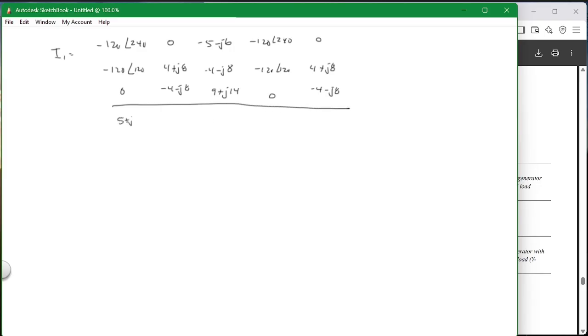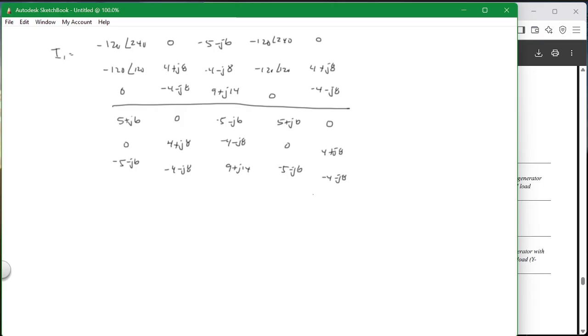5 plus j6, 0, minus 5 minus j6; then 0, 4 plus j8, and minus 4 minus j8; minus 5 minus j6, minus 4 minus j8, 9 plus j14; 5 plus j6, 0, minus 5 minus j6; 0, 4 plus j8, and minus 4 minus j8.